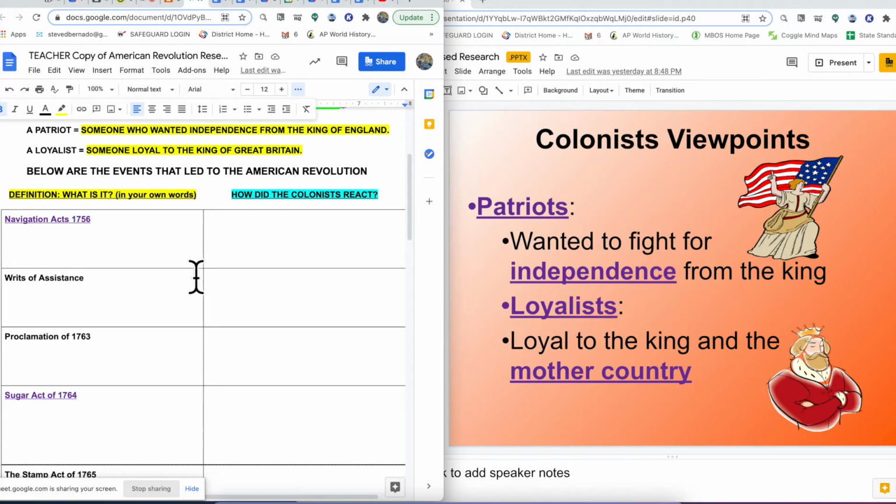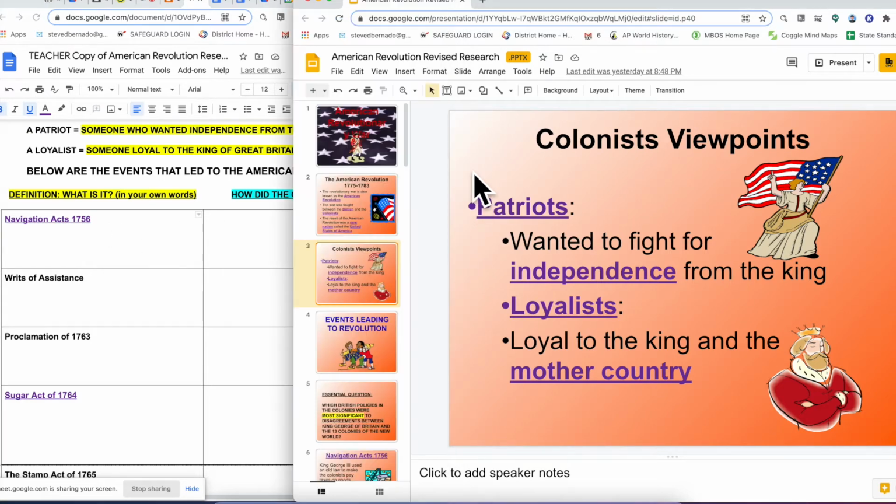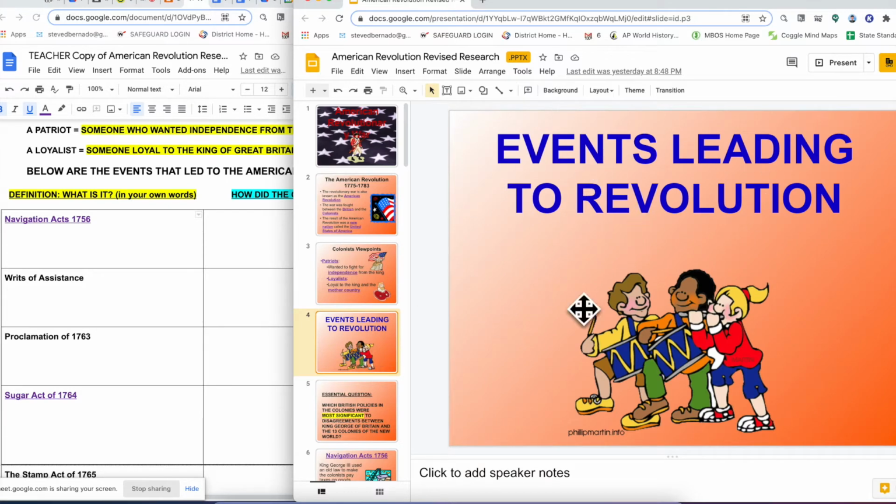First, on the left-hand side, look at the title in purple, the Navigation Acts of 1756. What does this mean? Let's go to the next slide. On the right, the events leading to revolution.